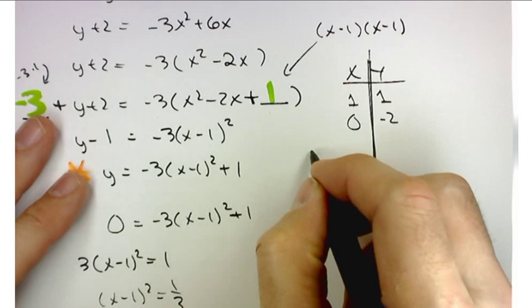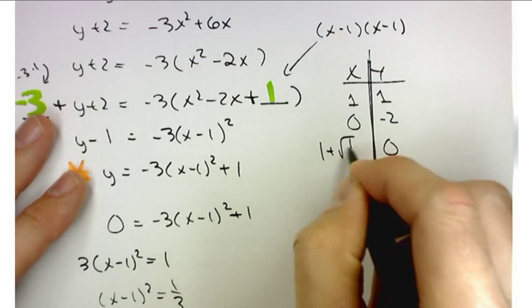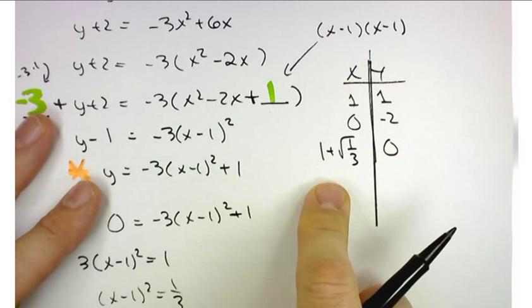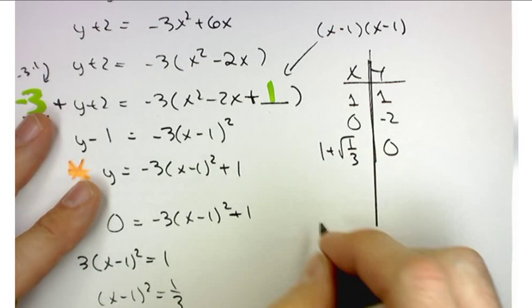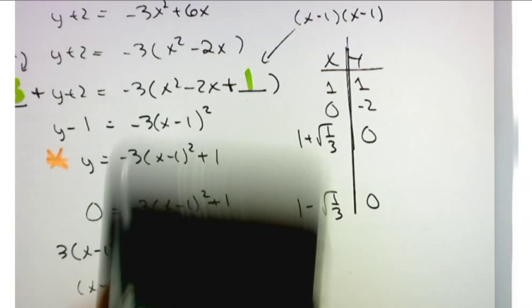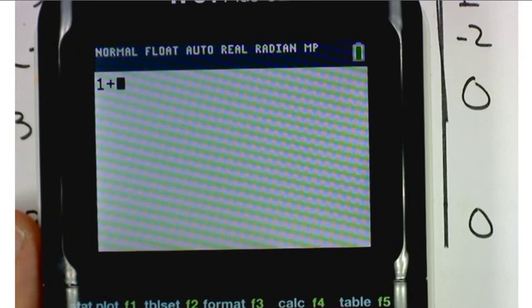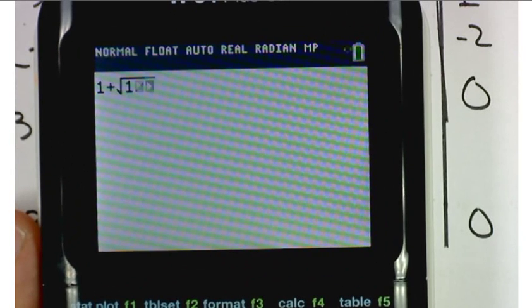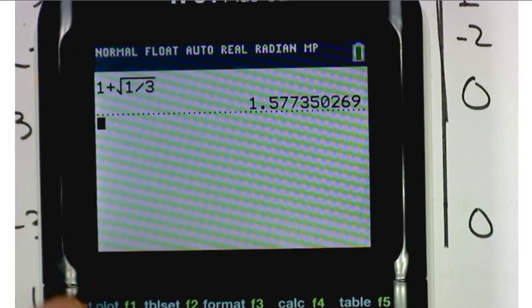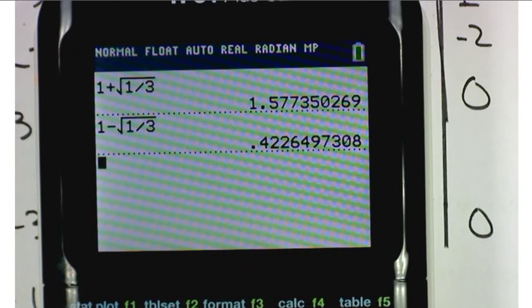So I've got y is 0 and 1 plus the square root of 1/3. Now leave yourself some space in your table because I want to put a decimal approximation there. And 1 minus the square root of 1/3. Let's do our decimal approximations. So 1 plus the square root of 1 divided by 3. Hit the second key and then the enter key. Go back and change that to a minus. So we've got both of those.